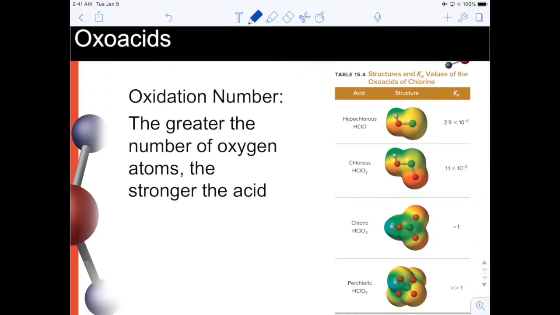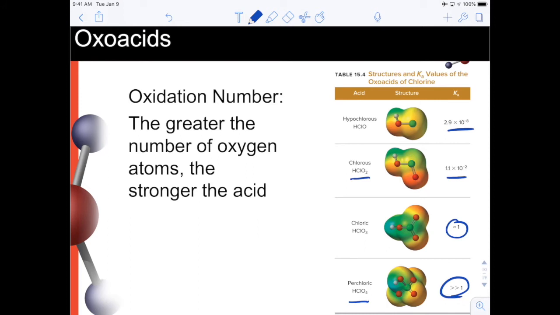Here are some oxoacids. One of the keys here is that oxidation number, which was introduced in Gen Chem 1, will really come back in Chapter 17. The greater the number of oxygen atoms, the stronger the acid. You see here, based on the Kas, HClO4 is a strong acid. HClO3 is not considered a strong acid, but it's pretty darn strong. This one here is a weak acid, and this is an even much weaker acid.